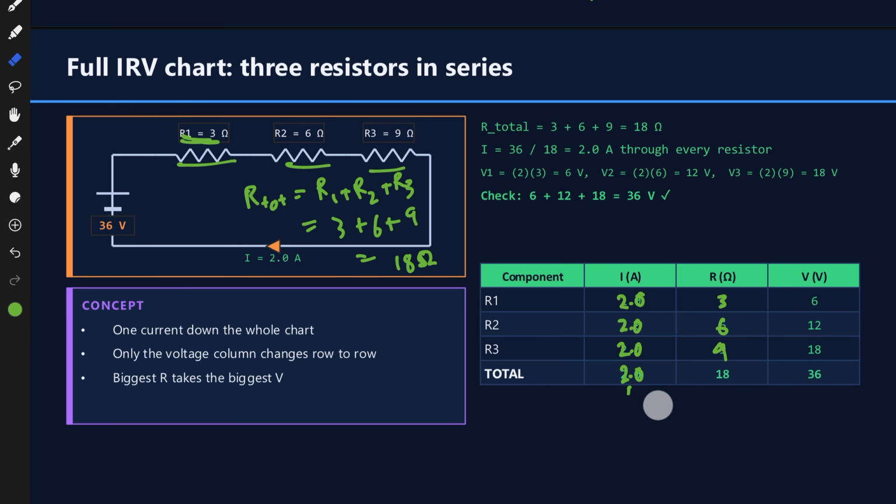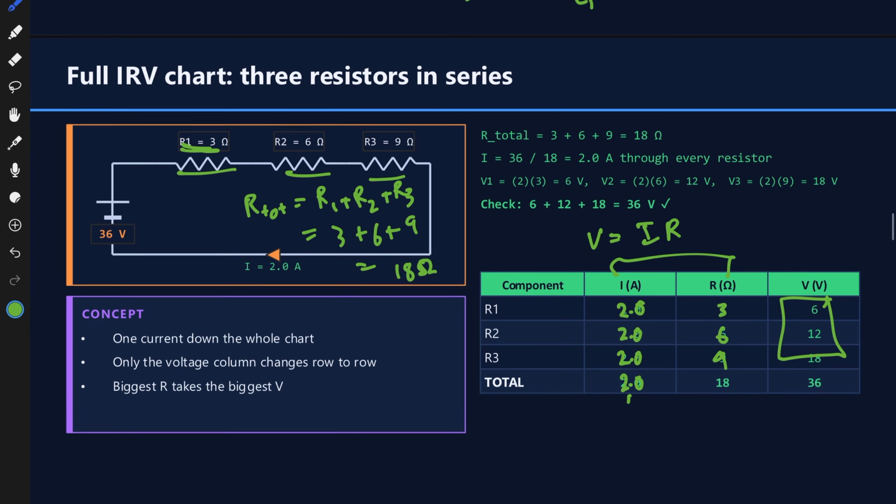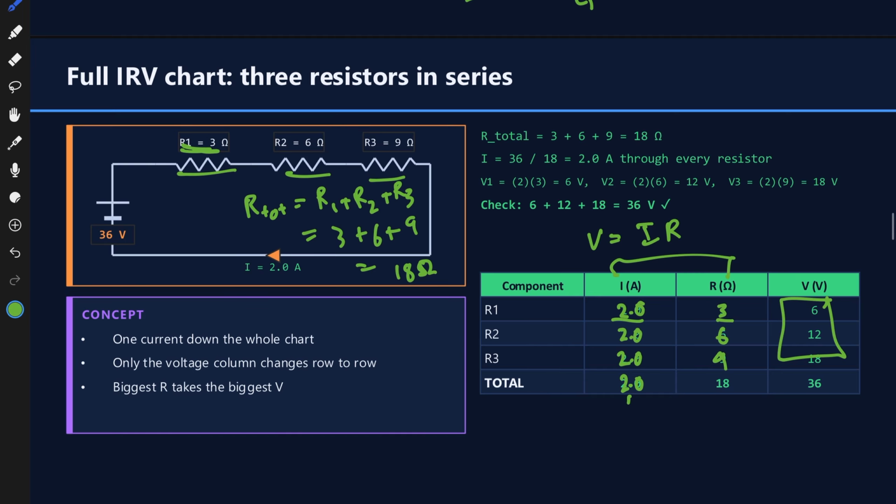All of these values. The voltage through each individual resistor. So that's just voltage equal to I times R. We're given the IR everywhere here, right? So for resistor 1, it's 2 times 3, which will give you 6. For resistor 2, it's 2 times 6, which will give you 12. For resistor 3, it's 2 times 9, which will give you 18. And you can add all these up, you should get 36.